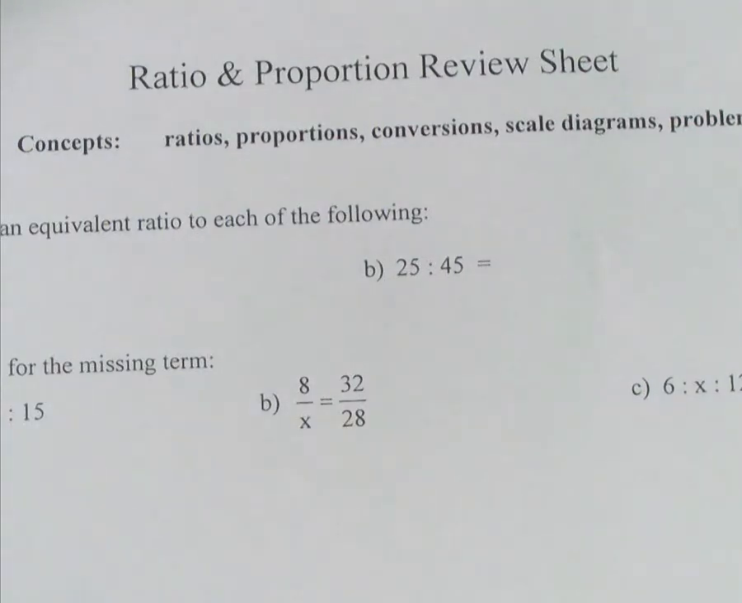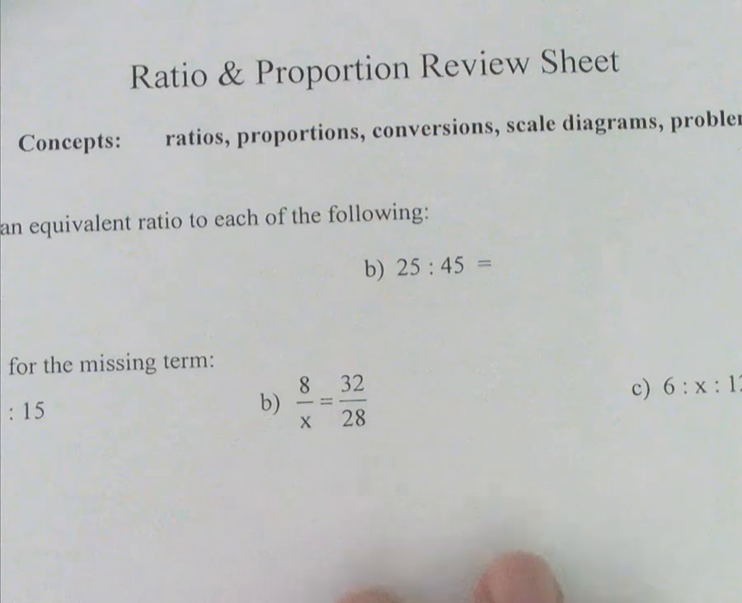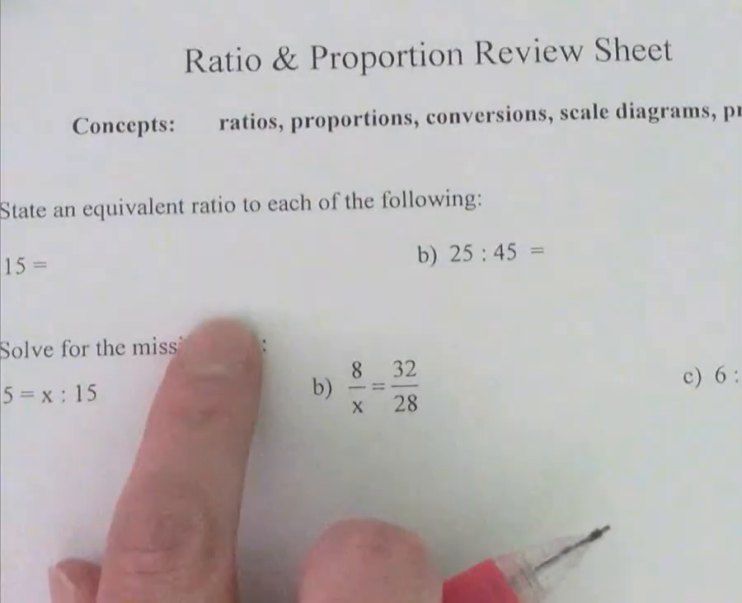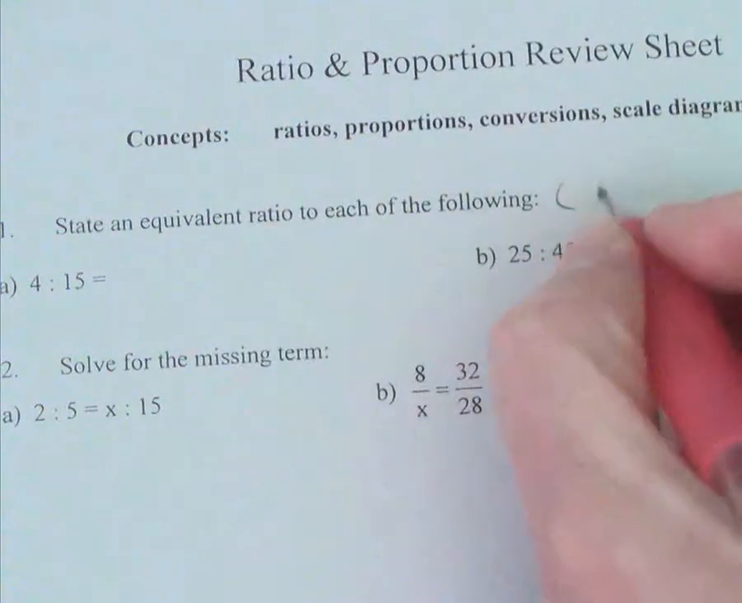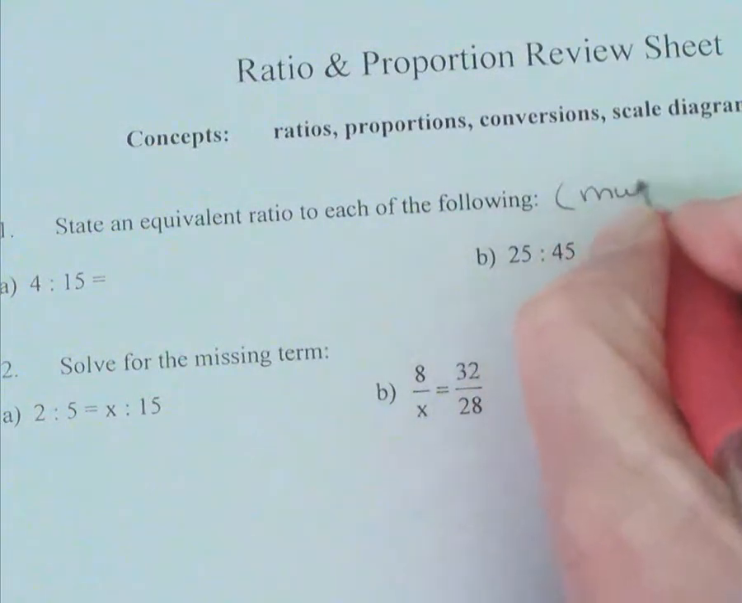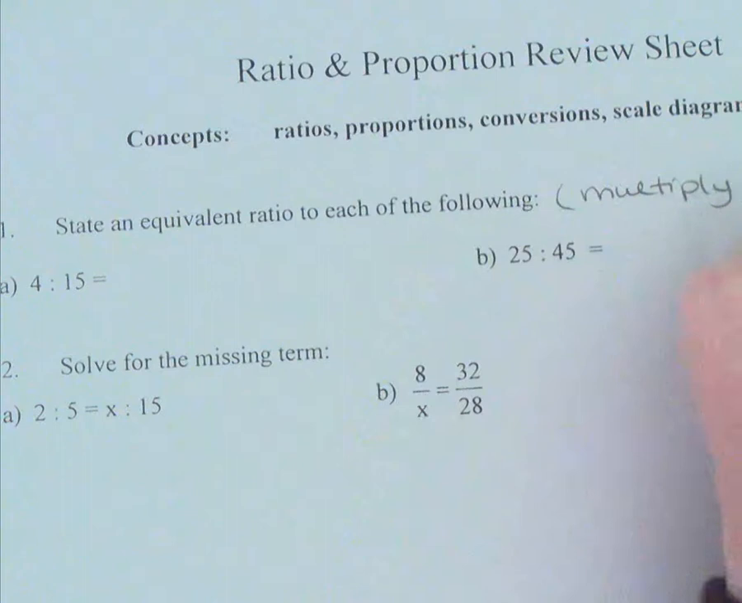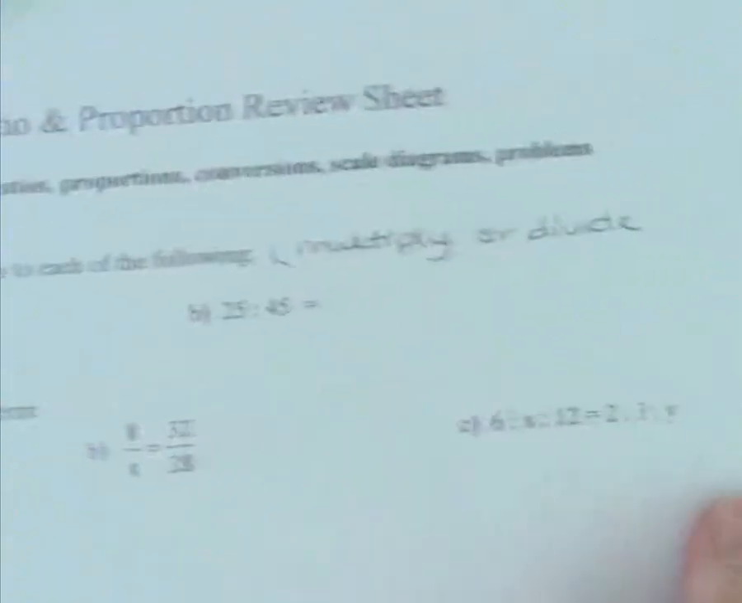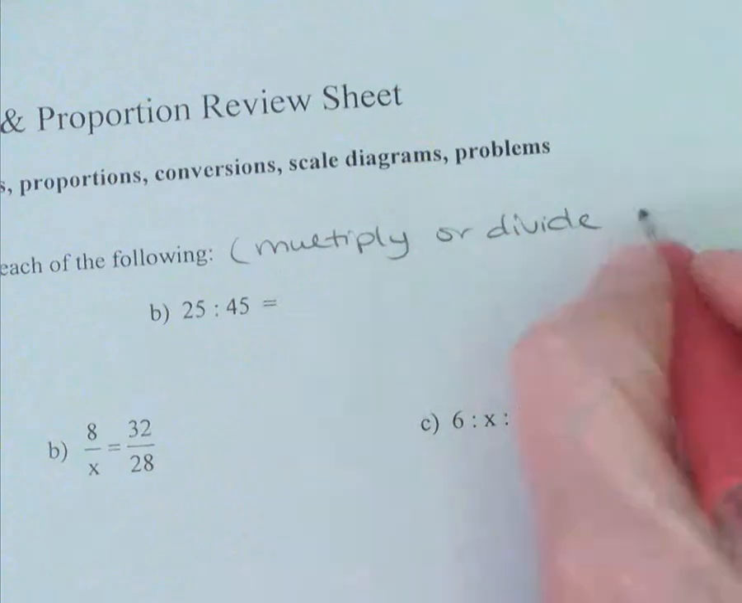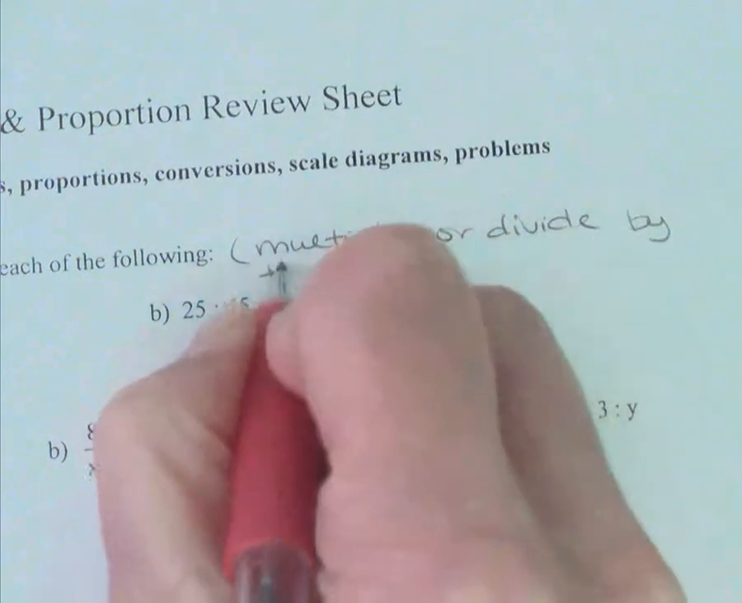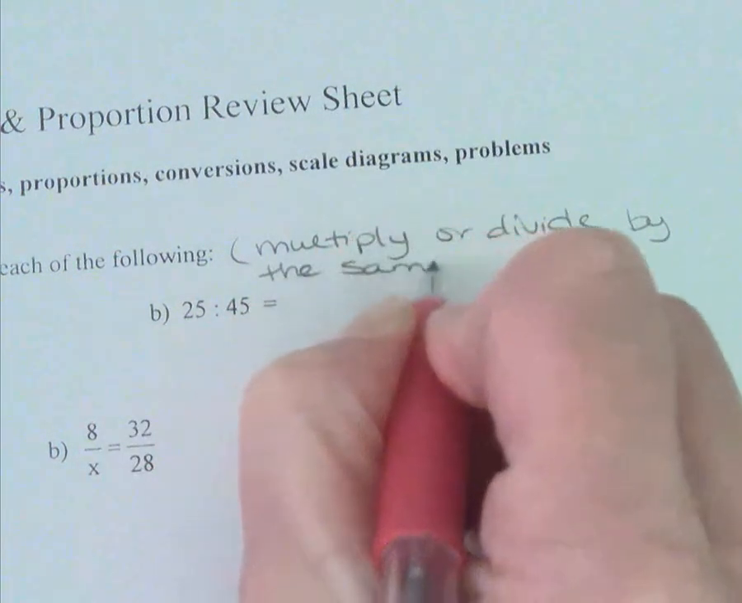Okay, so we're going to look at ratio and proportion, and we're going to review those from before. So when I want to state an equivalent ratio, what I want to do is multiply or divide by the same number.